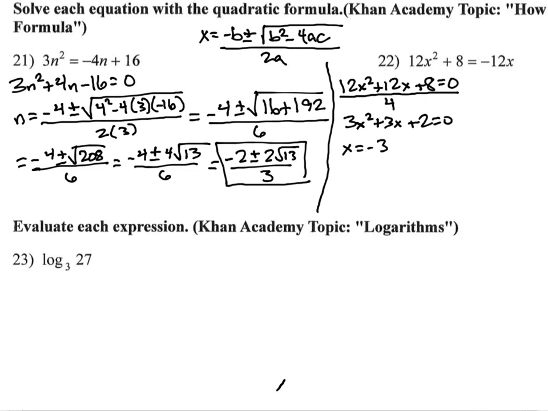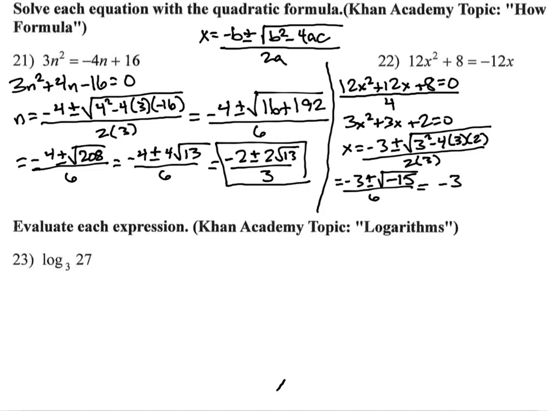Now we're going to plug everything into the quadratic formula. X equals negative 3 plus or minus square root of 3 squared minus 4 times 3 times 2 all over 2 times 3. Negative 3 plus or minus square root of 9 minus 24. 9 minus 24 is negative 15 over 6. Now we don't like square roots of negative numbers, so we need to take out an i. So it's negative 3 plus or minus i square root of 15 all over 6.